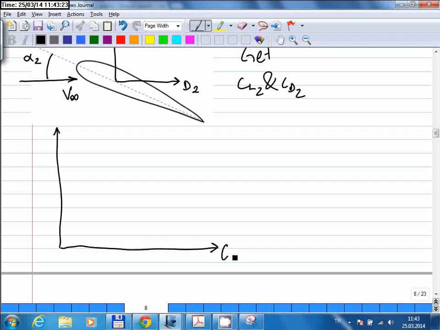So let horizontal axis be the lift coefficient, and the vertical axis be the drag coefficient. So first, let's say you find the angle where the lift force is 0. So if you have a symmetric airfoil, then that should happen at 0-degree angle of attack. But if you have a cambered airfoil, then the angle where the lift force is 0 should be some negative angle of attack.